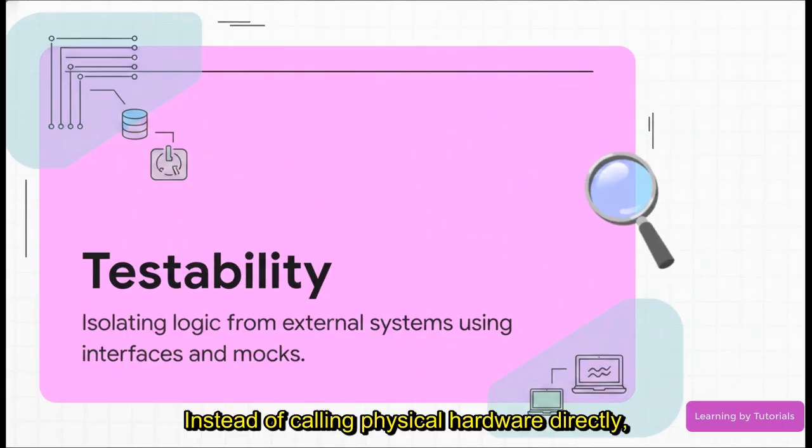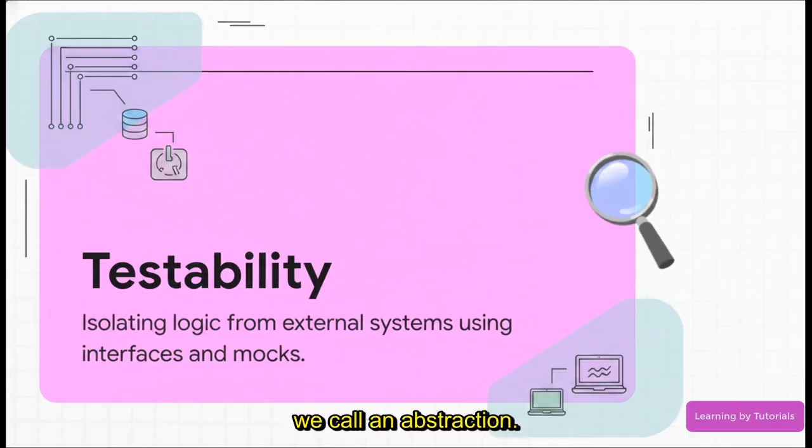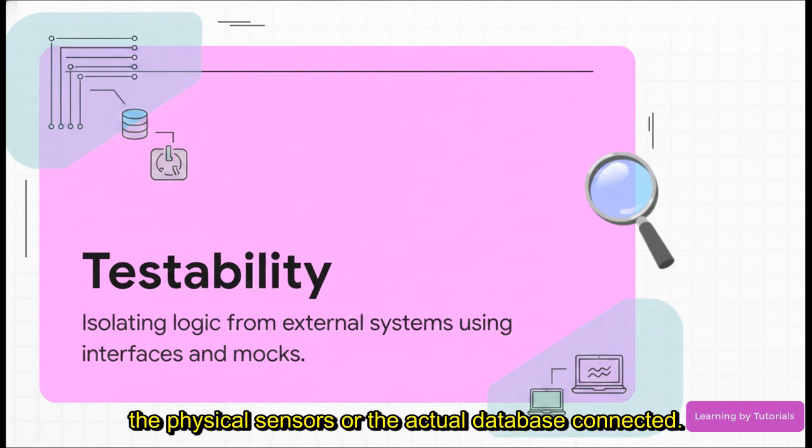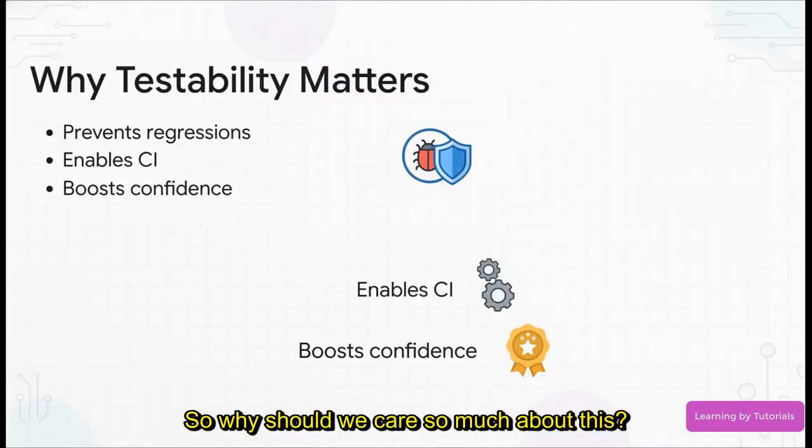Instead of calling physical hardware directly, we call an abstraction. This means we can unit test everything right on our development machines without needing the physical sensors or the actual database connected. So why should we care so much about this?